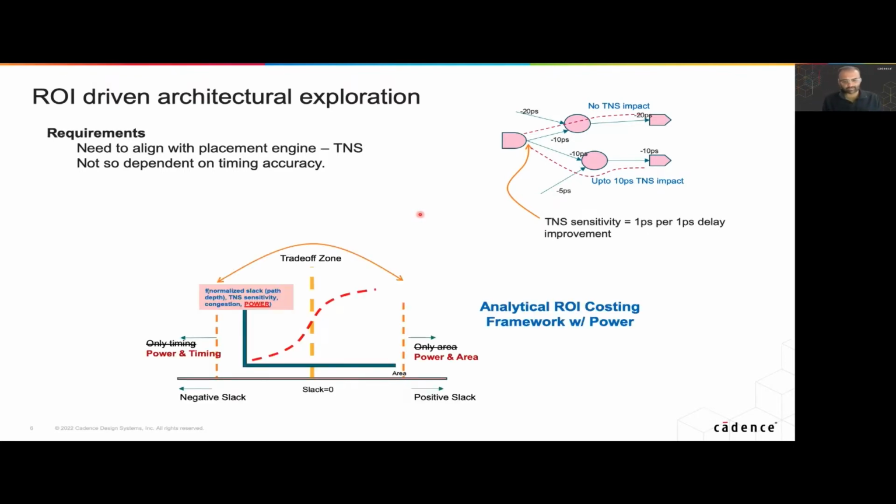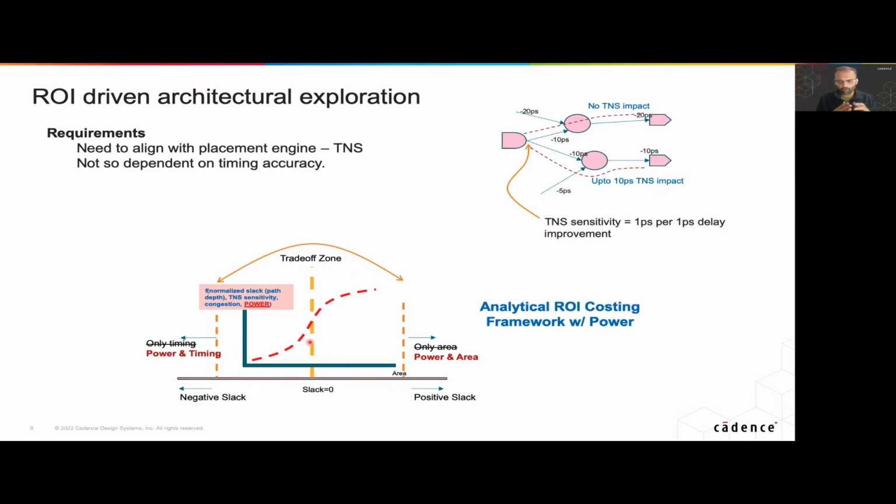The way I always explain it, you have this kind of zone where if the slack is very negative or the slack is very positive, you will make certain decisions. If the slack is very positive, you'll go after area and power. If the slack is very negative, you still have to go after power, but you'll be limited by the timing. And in between, you have this big trade-off zone, and that is where the analytical engine and the costing framework really plays a role.